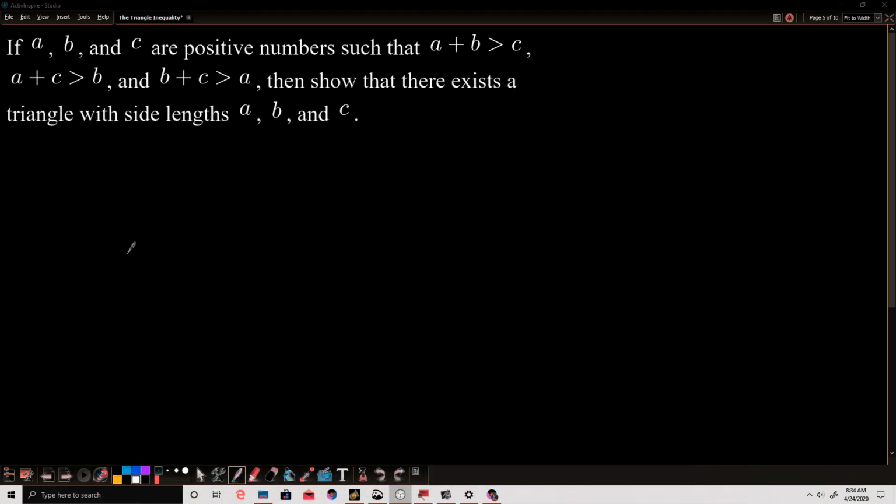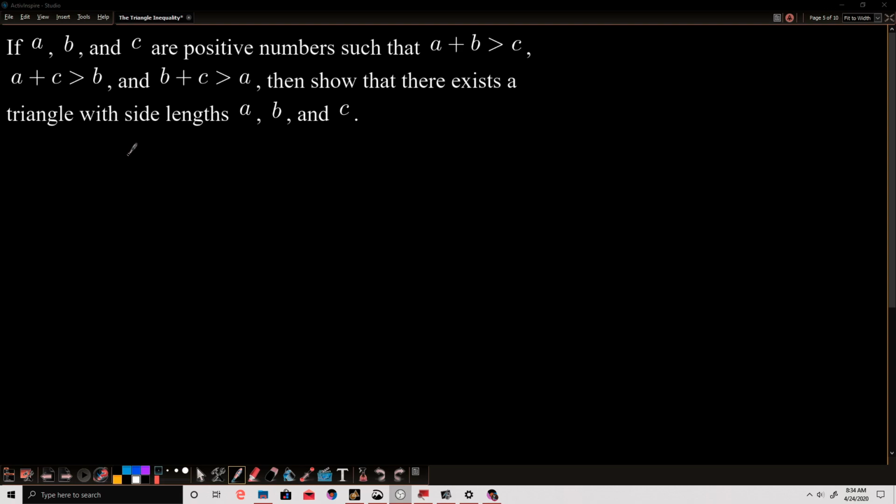Hello again. So let's look at our problem. If A, B, and C are positive numbers such that A plus B is greater than C, A plus C is greater than B, and B plus C is greater than A, then show that there exists a triangle with side lengths A, B, and C. So this is basically the converse of the triangle inequality theorem. It's saying if these lengths fit this situation, we can absolutely make a triangle out of that.